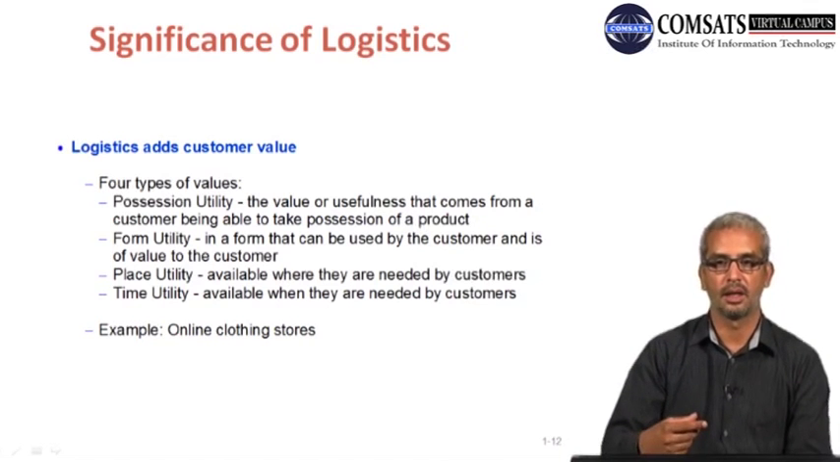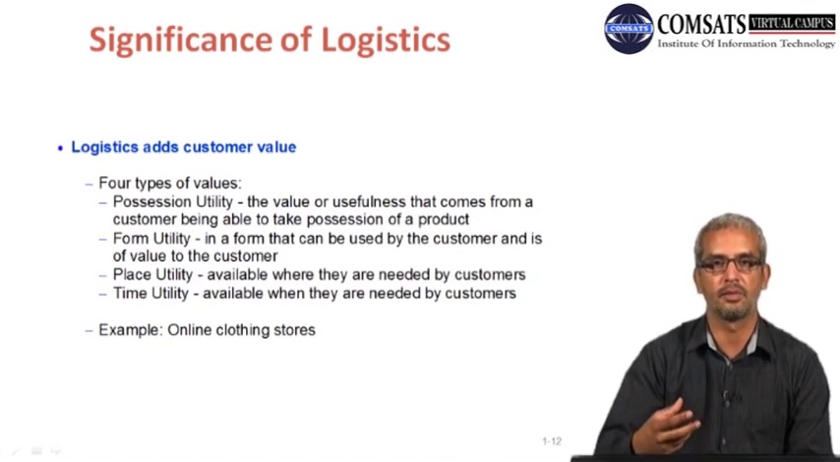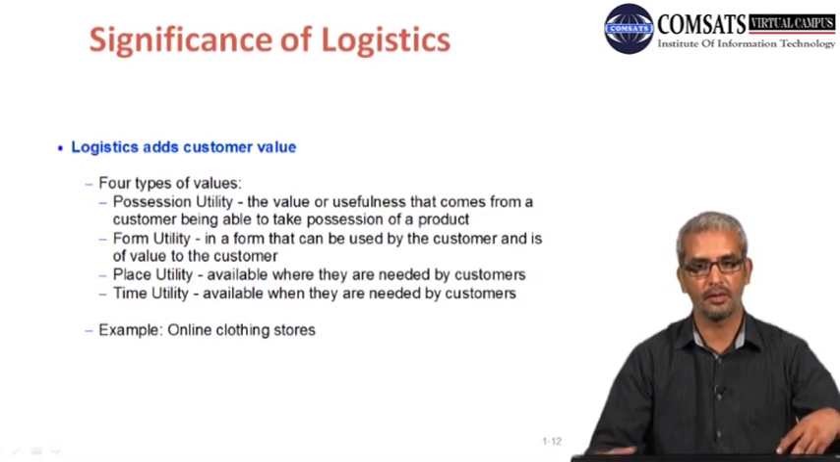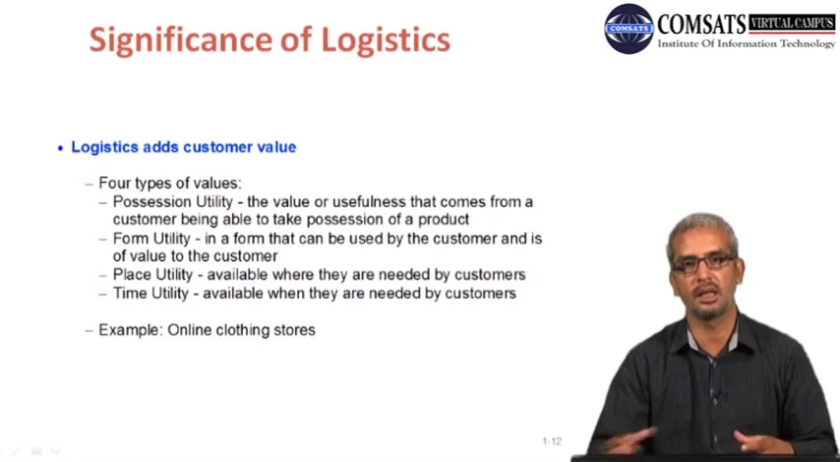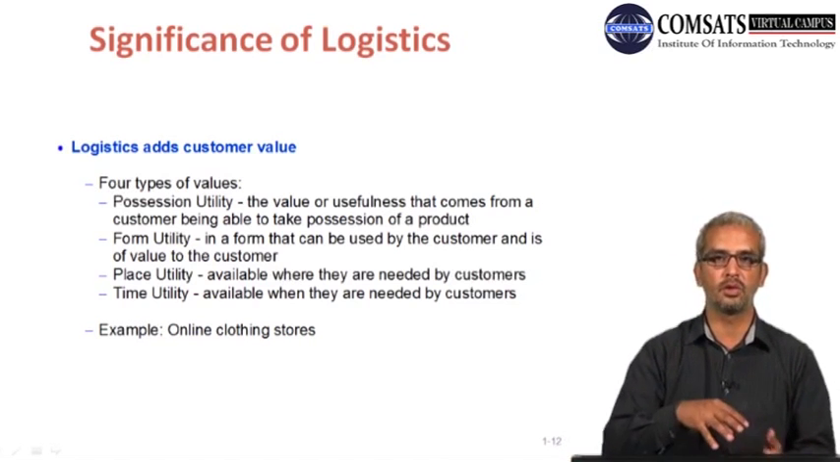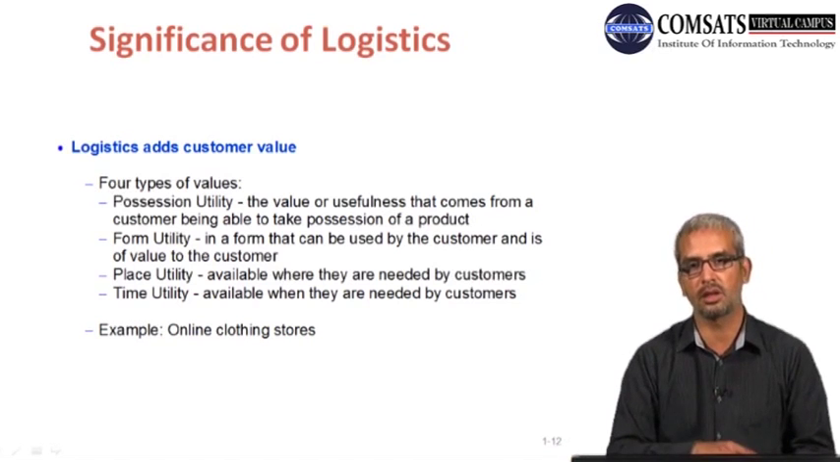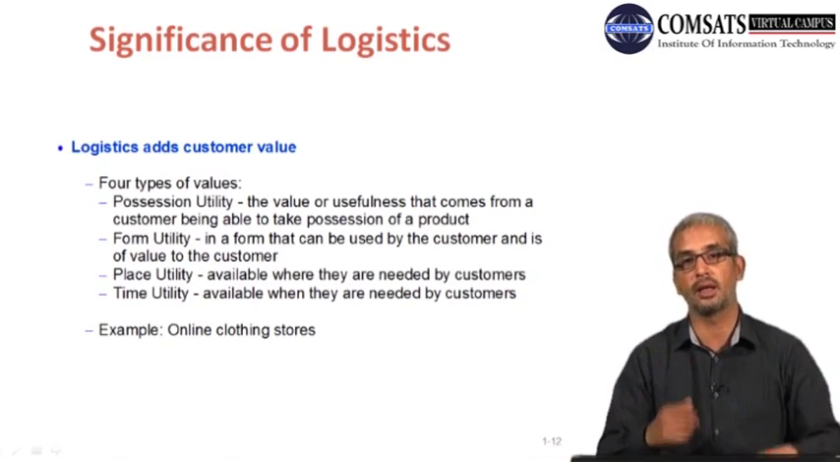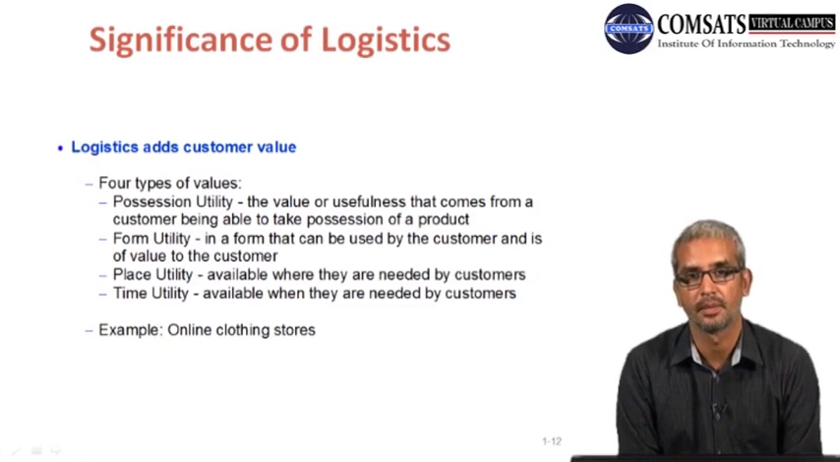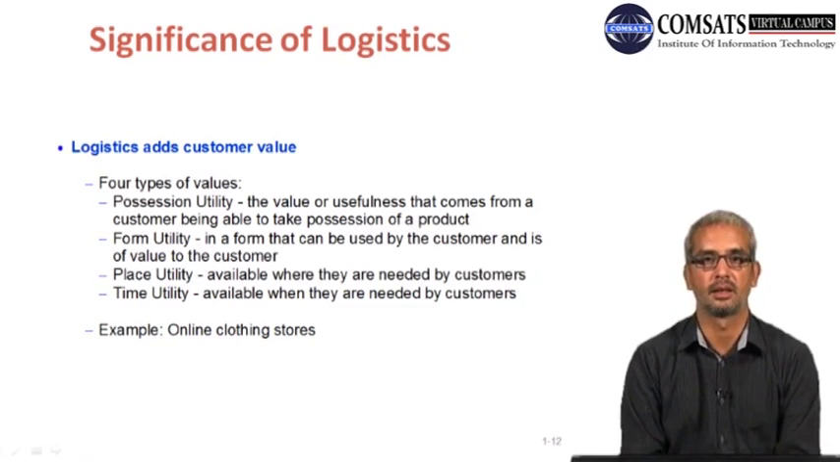Now they have added another type of value in terms of time value and place value. If I need the product immediately, I would go to a physical store, but I would incur a cost for that. But if I don't want to go to a physical store, I can place the order online and the product would be delivered, and I would pay at the moment to the person who's delivering, right? How convenient is that?